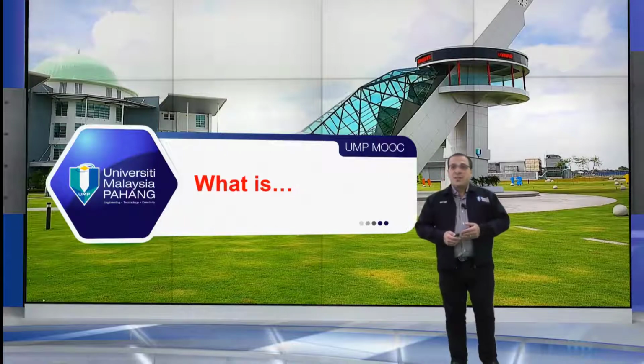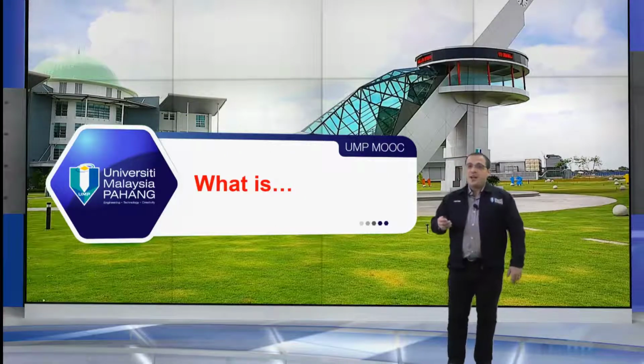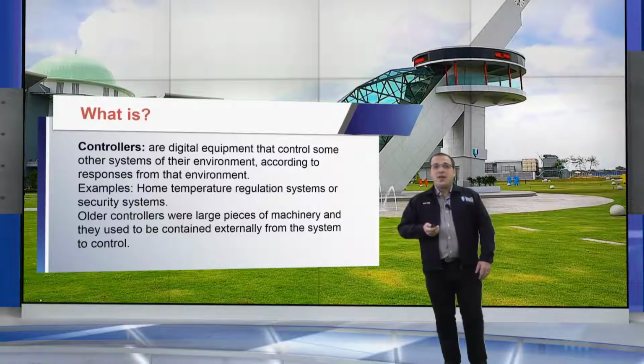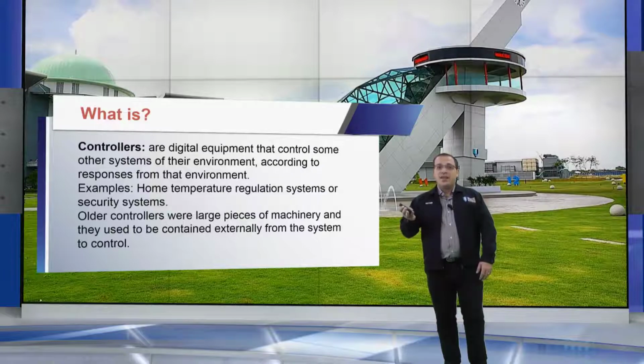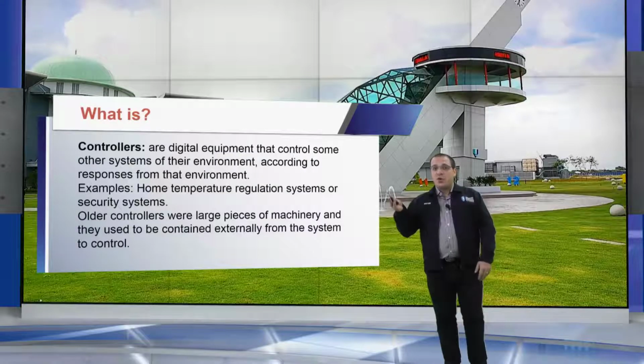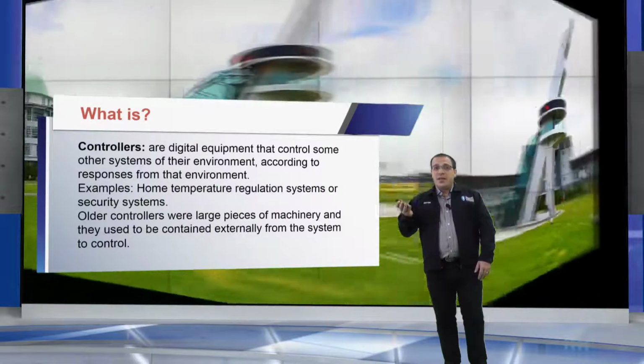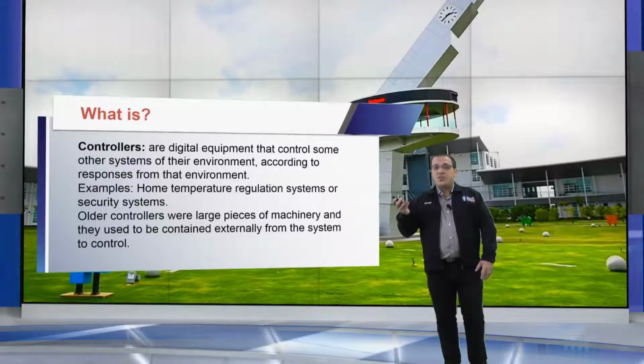So let me start with some definitions. I will call this part "what is". The first one is, what is a controller? What do you mean by controller? The name of the course is microcontroller. Actually, a controller is a digital equipment that controls some other system in its environment according to response from that environment, for example, home temperature regulation or a security system. Older controllers used to be very large pieces of machinery, and they used to be external to the system they controlled. With the invention of integrated circuits and microcontrollers, things became smaller.